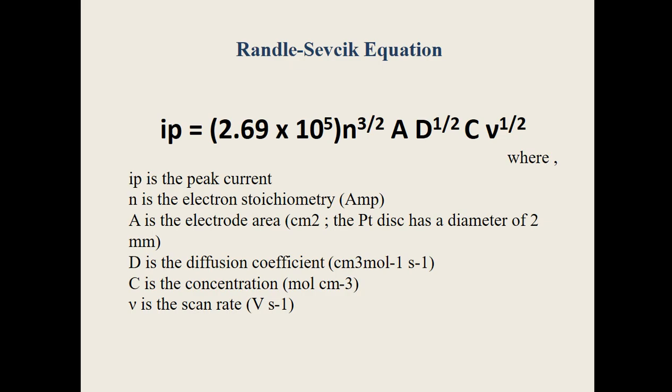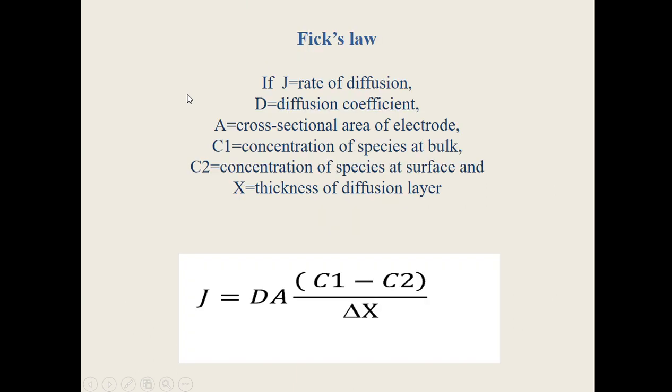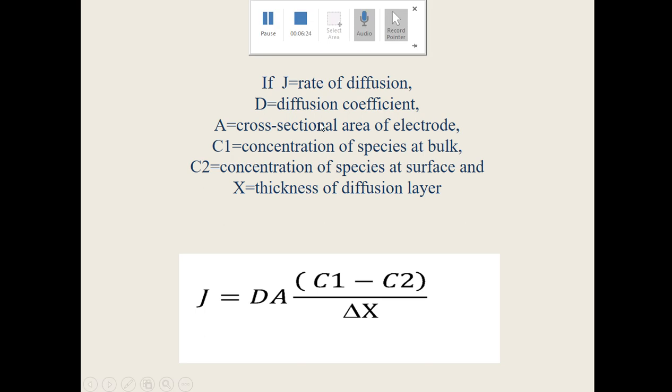And then this is the Randles-Sevcik equation. According to the equation, this is important to ensure whether a redox reaction is reversible or irreversible. We have to plot a graph of peak current with respect to scan rate. If you get a straight line, then we can say that the process is reversible. And then Fick's law: the current generates due to the concentration gradient. It's a well-known law. Rate of diffusion is equal to the diffusion coefficient, cross-sectional area, and the concentration gradient term.